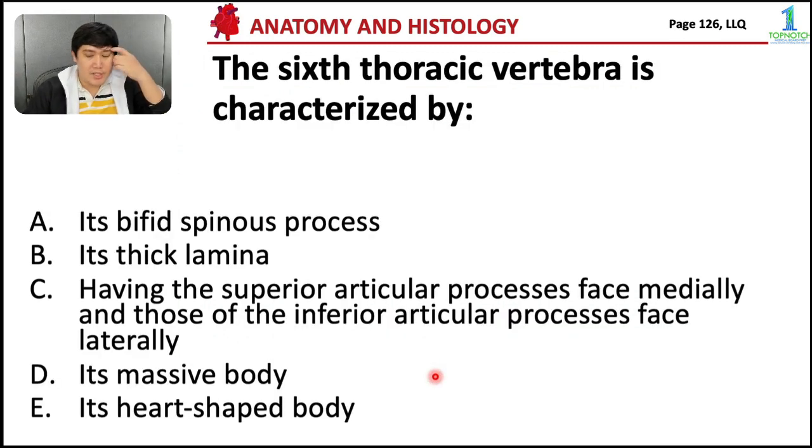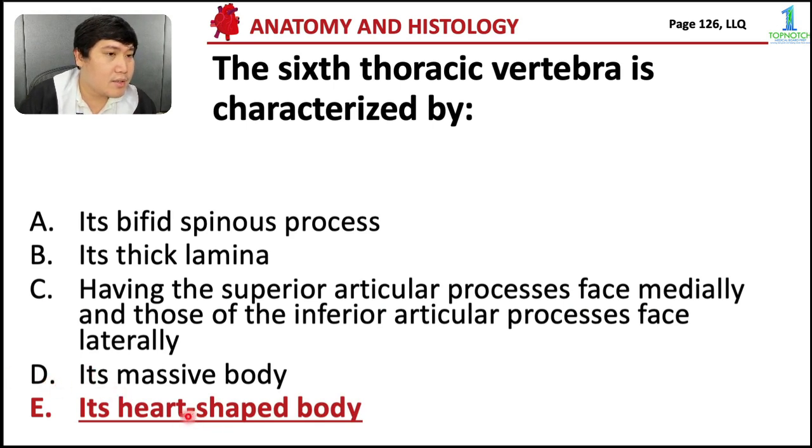Let's try to answer these questions. The sixth thoracic vertebra is characterized by... Letter A is incorrect, no, because it refers to the cervical vertebra. Letter C is incorrect; it refers to a lumbar vertebra. The answer here is letter E, no? The body of a thoracic vertebra is heart-shaped.